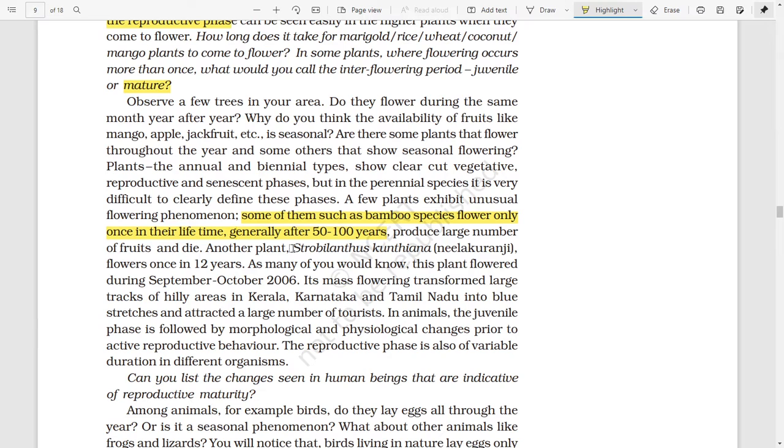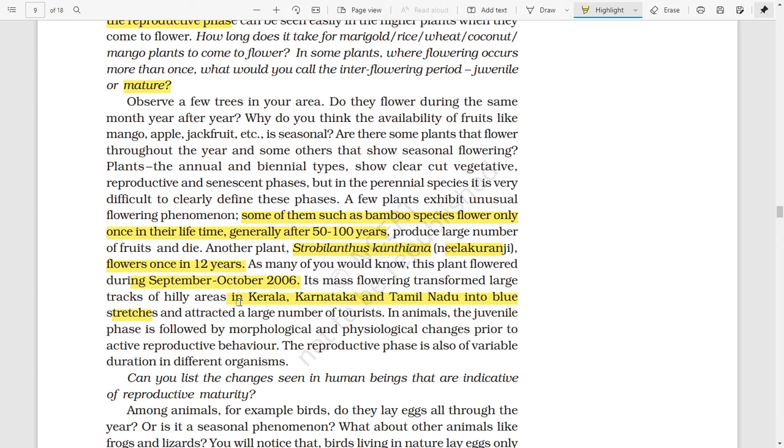Another plant, Strobilanthes kunthiana, which is also known as Neelakurinji, flowers once in 12 years. It is mostly found in the south, in the Kerala region. It flowered during September and October 2016, so the next flowering will be around 2028. Its mass flowering transformed large tracts of hilly areas in Kerala, Karnataka, and Tamil Nadu into blue stretches, attracting a large number of tourists.